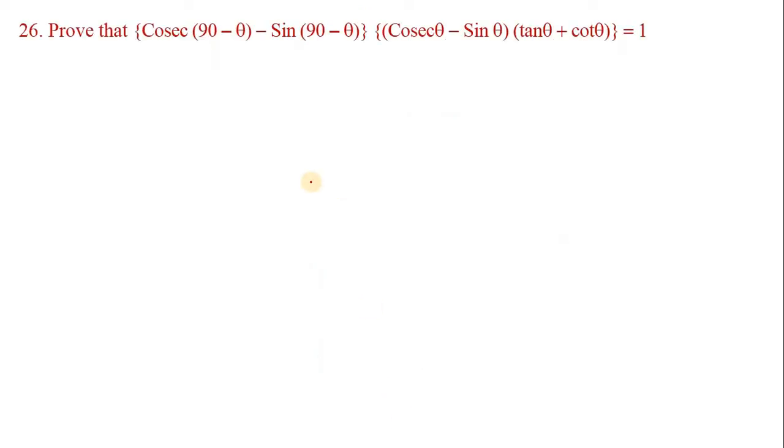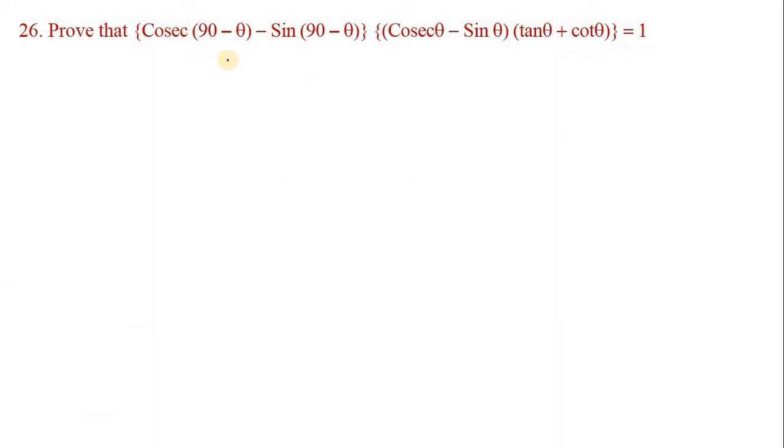So the next, let us move on to another problem. This is a trigonometry problem. Concentrate. Prove that cosec(90 minus theta) minus sin(90 minus theta) into (cosec theta minus sin theta) into (tan theta plus cot theta) is equal to 1.